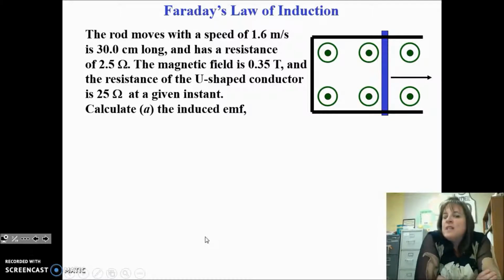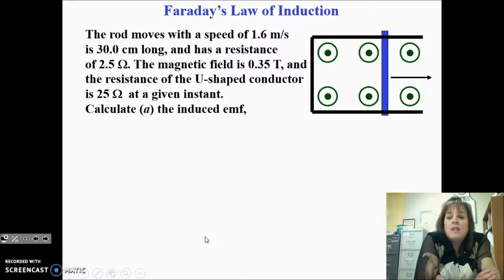I have a rod that's moving at a speed of 1.6 meters per second. The rod is 30 centimeters long and has a resistance of 2.5 ohms. The magnetic field it's in is 0.35 Tesla, and the resistance of the U-shaped conductor that this rail is moving on is 25 ohms. So the first thing I want you to do is calculate that induced EMF.